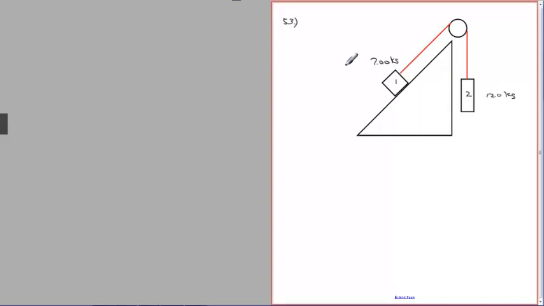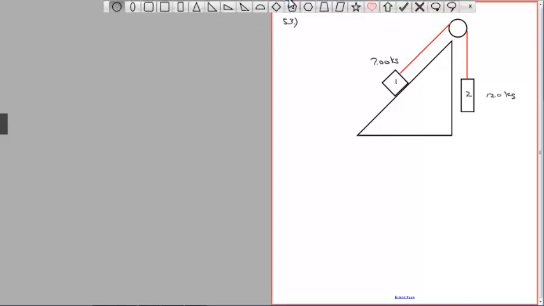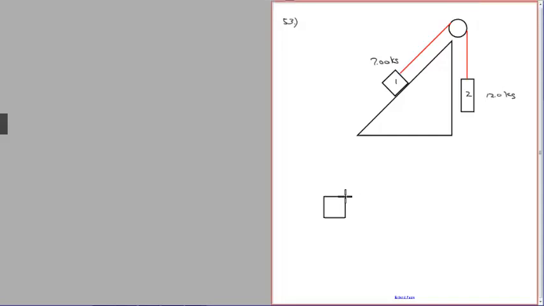So let's find the acceleration reached by each of the two objects shown in figure 453 if the coefficient of friction between the 7 kilogram object and the plane is 0.25. On this page, we're going to do a free body diagram for both masses. So this one's going to be at an angle, and the angle is 37 degrees. So this is also 37 degrees.